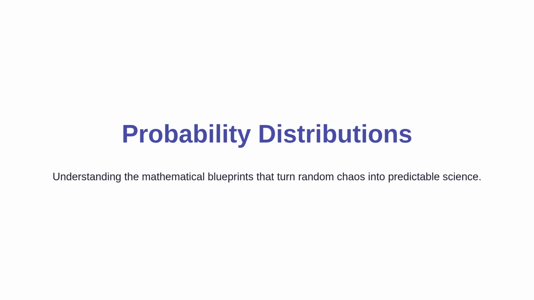Today, we are diving into the fascinating world of probability distributions. Imagine trying to predict the unpredictable, like the exact height of a plant or the outcome of a coin flip. While single events might seem like random chaos, looking at many events together reveals beautiful, predictable patterns. By the end of this video, you will understand how we use these mathematical blueprints to turn uncertainty into reliable science.